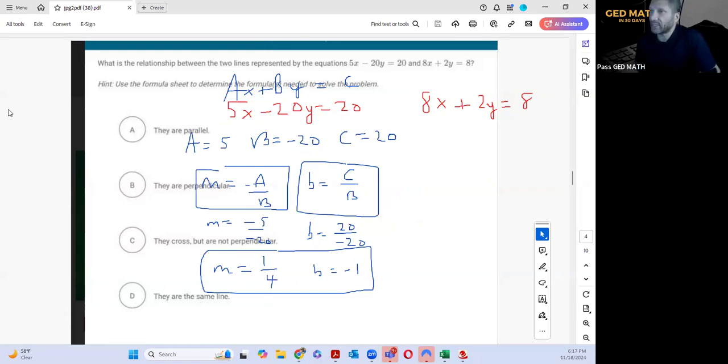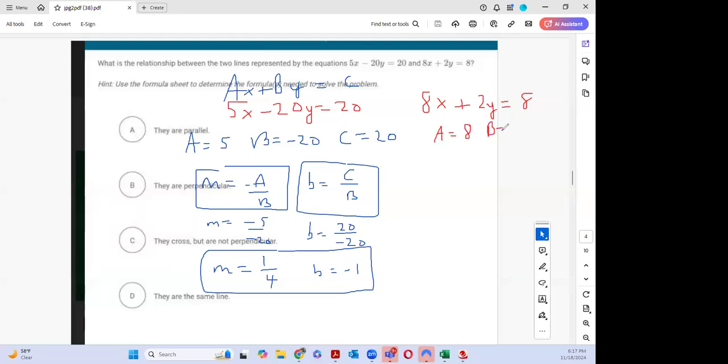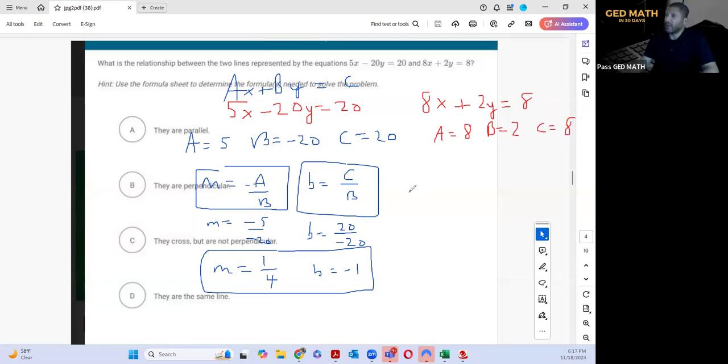Let's look at the second equation. Again, I'm going to make this as easy as possible. You should see A is what? A is 8. B is what? 2. C is what? 8. Perfect. To find the slope is -A over B, which is -8 over 2. A negative and a positive make a negative. 8 divided by 2 is 4. So the slope of this line is -4.